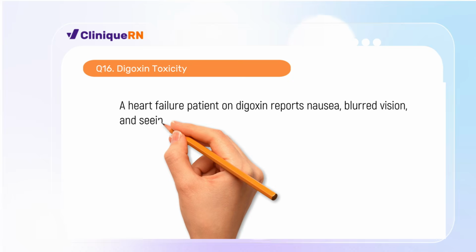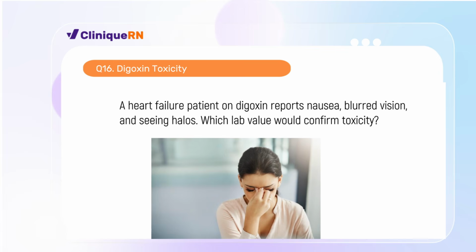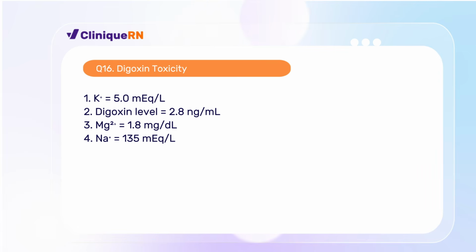Question 16. Digoxin toxicity. A heart failure patient on digoxin reports nausea, blurred vision, and seeing halos. Which lab value would confirm toxicity? 1. K+ equals 5.0 milliequivalents per liter. 2. Digoxin level equals 2.8 nanograms per milliliter. 3. Mg2+ equals 1.8 milligrams per deciliter. 4. Na+ equals 135 milliequivalents per liter.